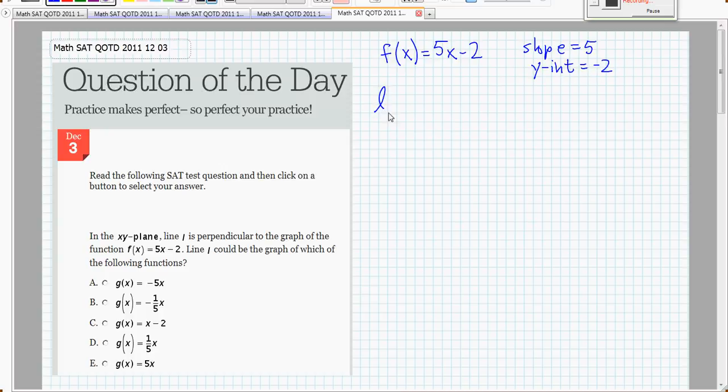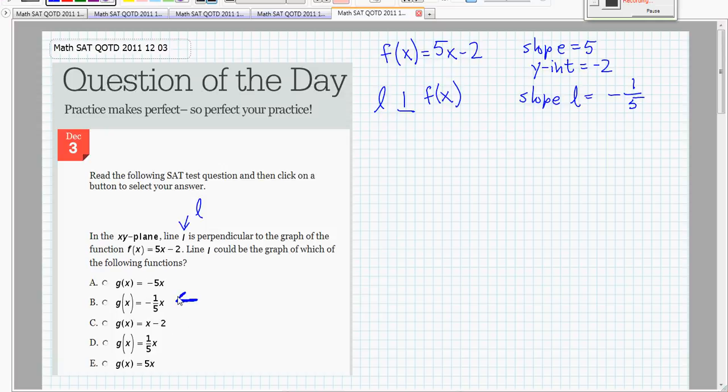Line L, I'll draw my L like this, so this is like L. L is perpendicular, we draw it like this, to f of x if the slope of L is equal to minus 1 over the slope of f of x, in this case 5. So minus 1 over 5 has to be the slope of L.